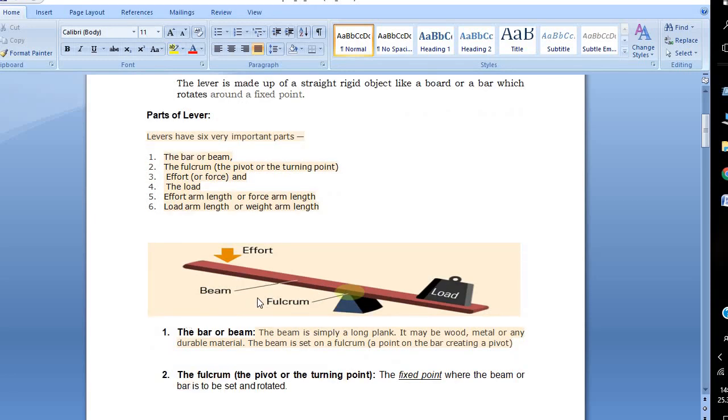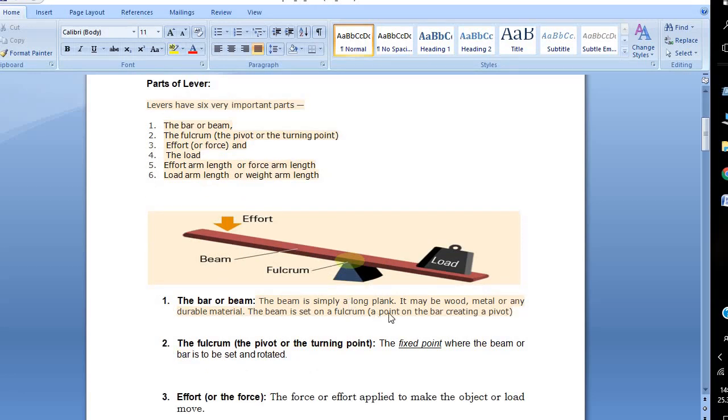So now we are going to discuss the definitions. The bar or beam. The beam is simply a long plank. This is called the plank. This is the beam, and it may be wood, metal, or any durable material. The beam is set on a fulcrum, the fixed point, a point on the bar creating a pivot. Okay, this is the beam definition.